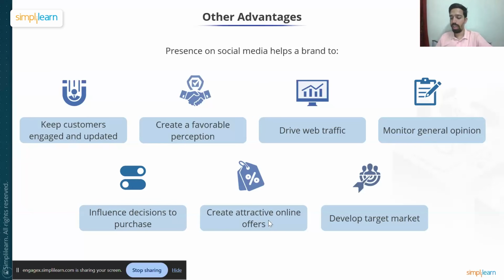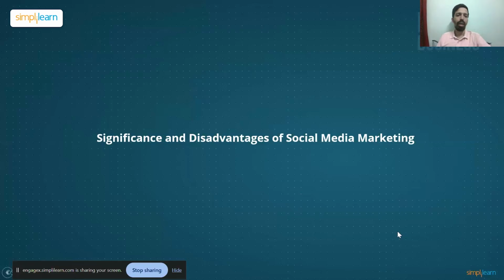Online offers, obviously we just had Independence Day, during which they had a lot of offers. Now Amazon also has the Great India sale coming up. So they will be doing a lot of activities for their online offers. How will they do that? They'll do it with the social media platforms. So you can develop your target market as well.